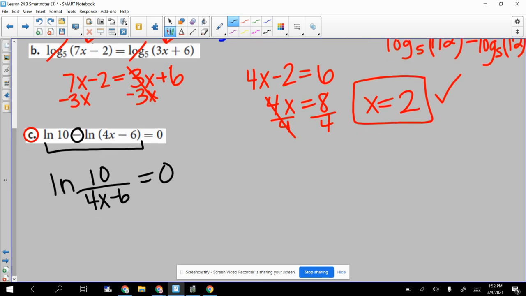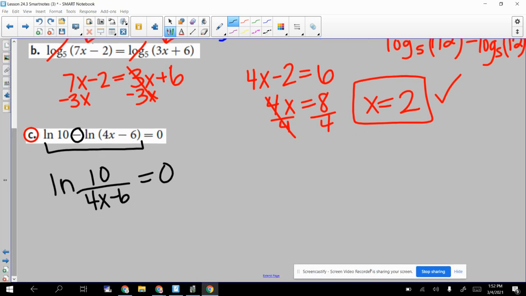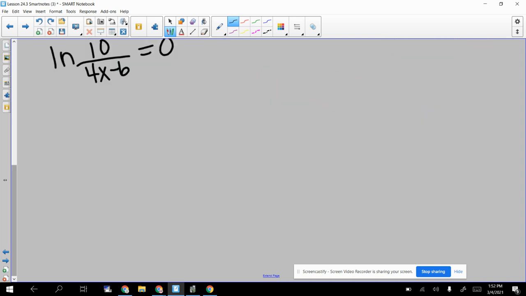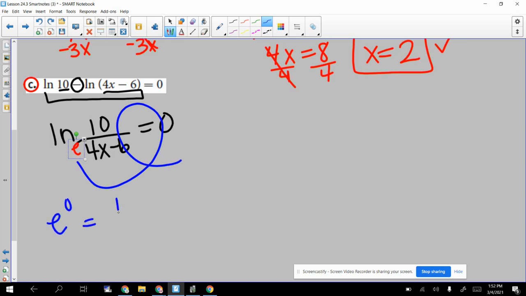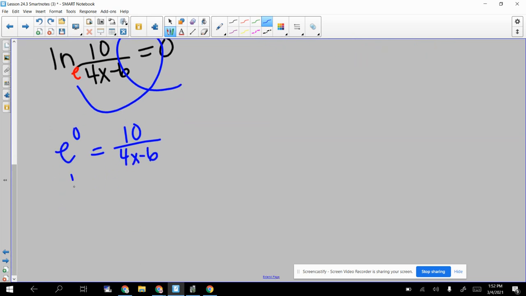So I'll show you guys this way first, and then I'll show you the other way. But what we would do here now is, because we condensed this and all we did was write the 10 over the 4x minus 6 because of the subtraction. So now that we condense this, remember the base is e. So we can convert this to an exponential. So it would be e to the 0 equals 10 over 4x minus 6. Remember, anything to the 0 power is 1. So e to the 0 is 1.